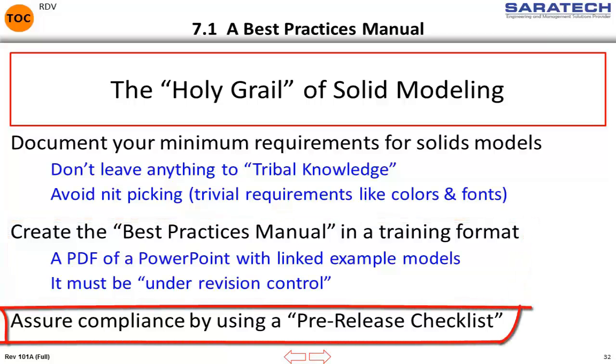The most important aspect of the Best Practices Manual is a verification checklist. This is a tool that every designer can use to verify their own work before a design review, and every manager can use to quickly perform a quality audit. Without a checklist, a Best Practices Manual is just another specification that no one reads.